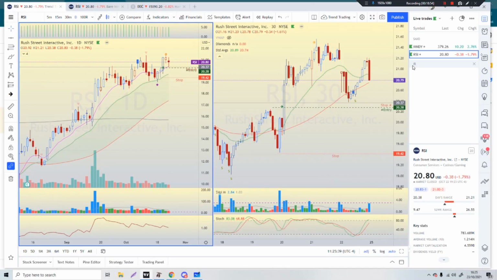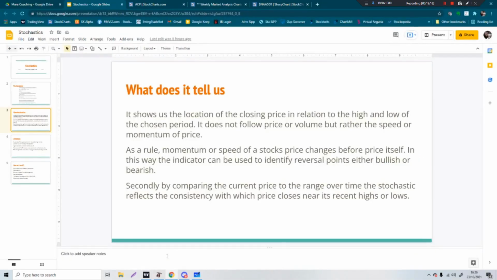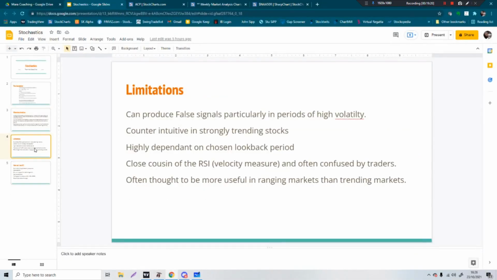So that's stochastics. It gives you that view of the momentum of a stock. Remember, it's not really to do with price, it's about where the close of the stock is within a range. And what that range is very much going to depend on the time frame that you're actually trading. So I'll flip back to my thing. So yeah, limitations of it.